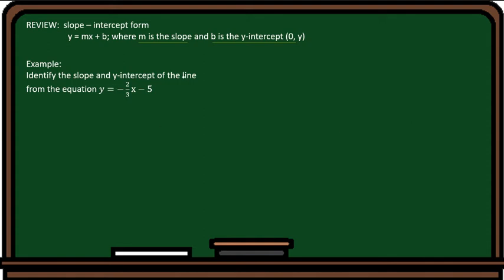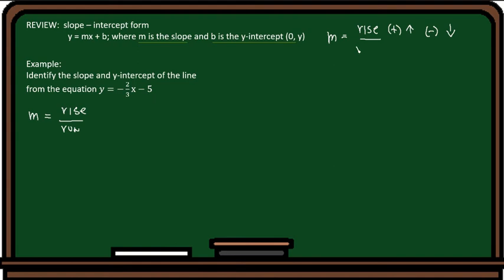Identify the slope and the y-intercept of a line from the equation y equals negative 2 over 3x minus 5. To graph this, we need to identify first what our slope is. Again, our slope is our rise over run. If you remember, we have something to remember: if your rise is positive, the direction of your counting will be upward. So you count upward if the rise is positive. If it is negative, the counting of your rise will be downward.